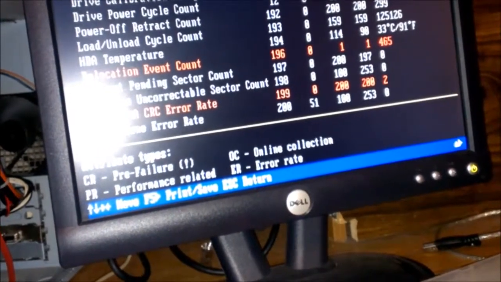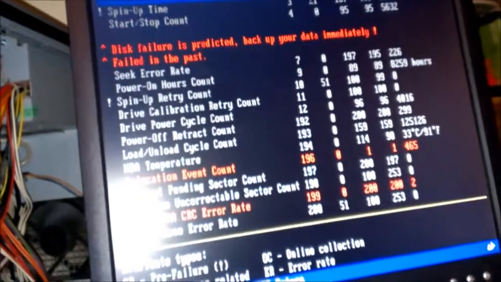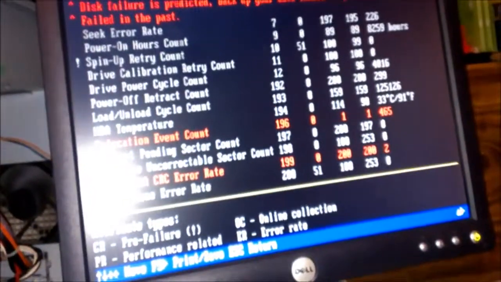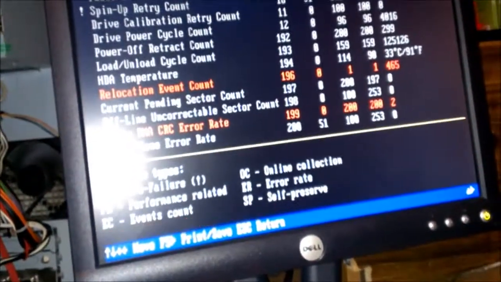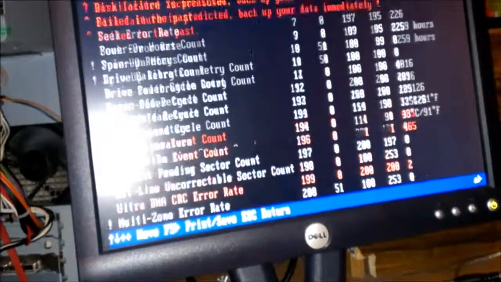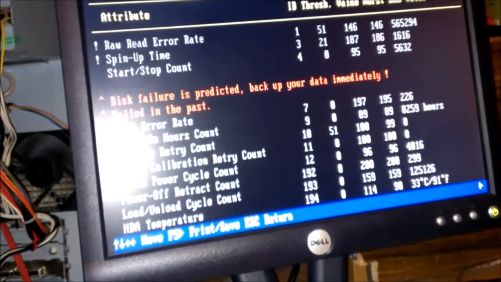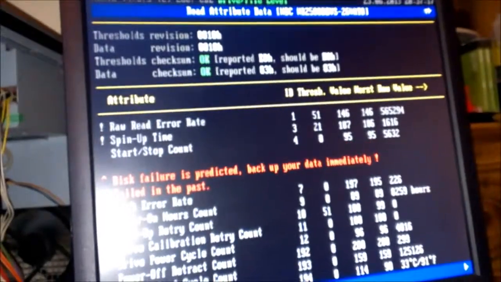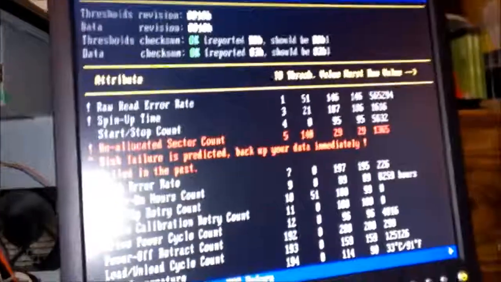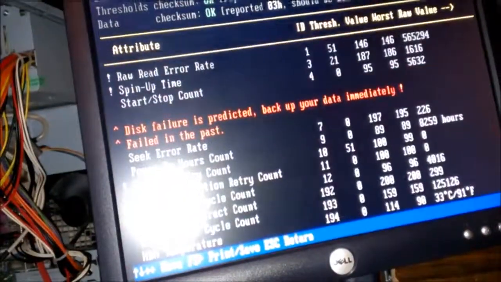CRC error 2, and the threshold is at 0, and it has 2 on there, so it just can't keep up with all the errors and putting data on a different part of the disk, so it's just screwed completely. So it says disk failure predicted, back up your data immediately. So this hard drive is definitely failed, or is going to fail, so you absolutely need to back up your data and get a new hard drive when it says anything like this. So, yeah.